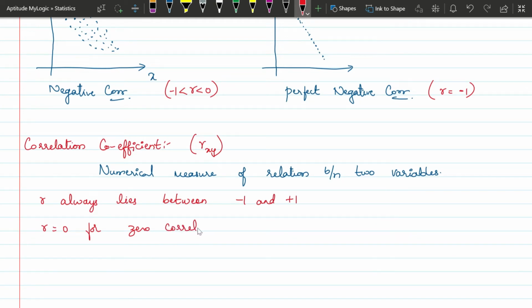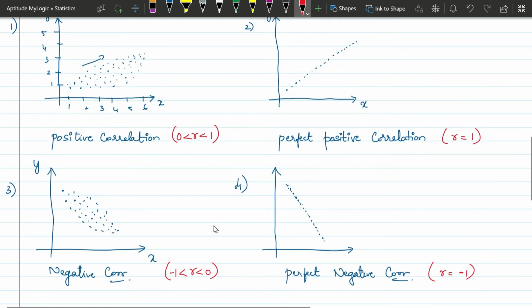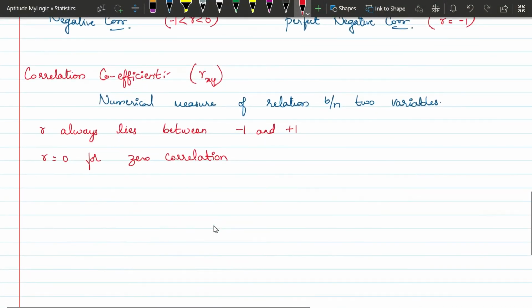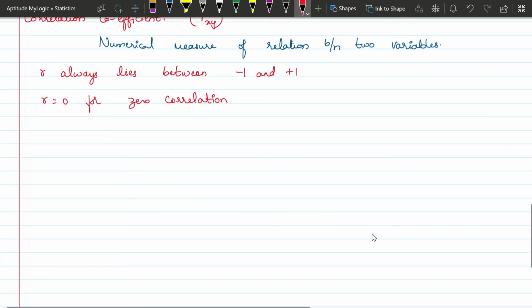If you represent this using a scatter diagram, there won't be increasing or decreasing points like this. It will just be scattered everywhere. Okay, so fine, this is the correlation coefficient. Now we'll see different measures of correlation coefficient. There are actually many measures, but the important ones we'll see here under bivariate frequency distribution.